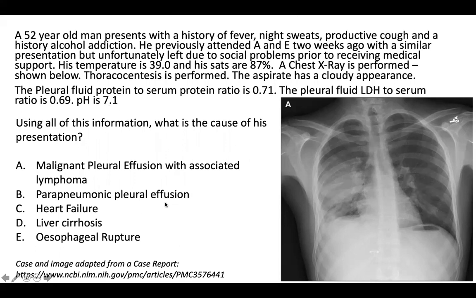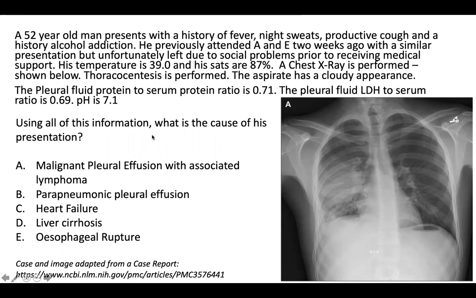The reason it wouldn't be heart failure is that we'd be expecting a transudate. You should be able to work that out from our protein ratio, which we would expect to be less than 0.5, and our LDH, which we'd also expect to be lower. Same with liver cirrhosis, we'd also expect that to be lower because it would be transudative. So that rules out those two.